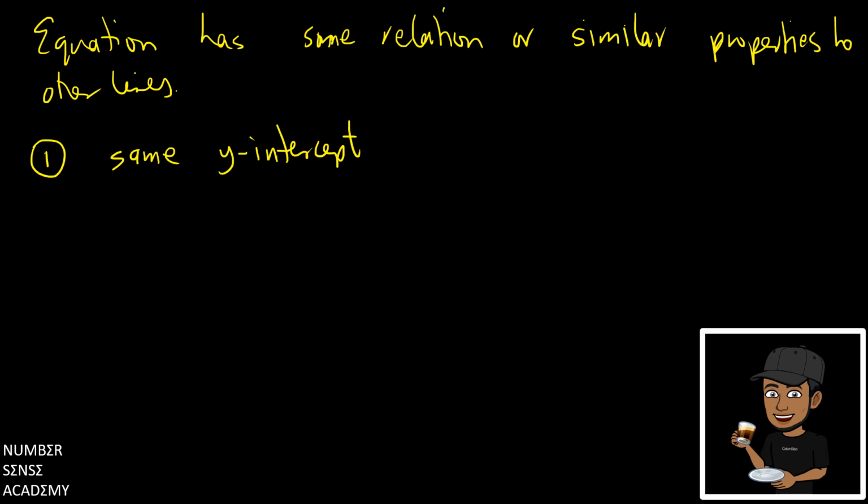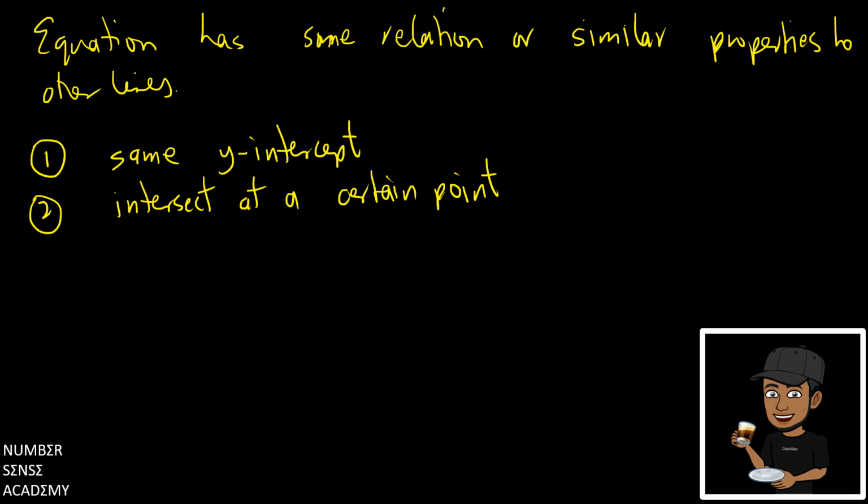Okay, or they have a point in common. So if they have a point in common, that means if it's two lines and they have a point in common, they intersect. They intersect at a certain point. So that means that point is on both of those lines.